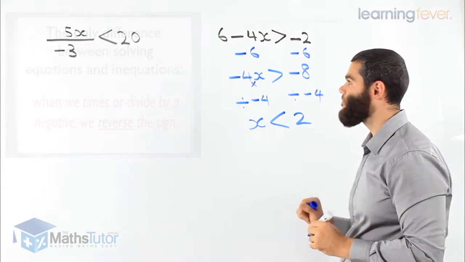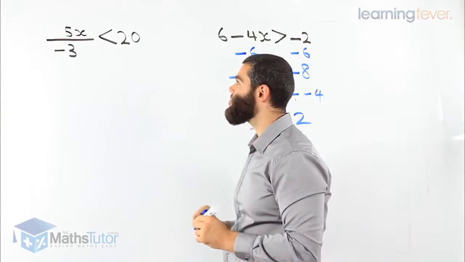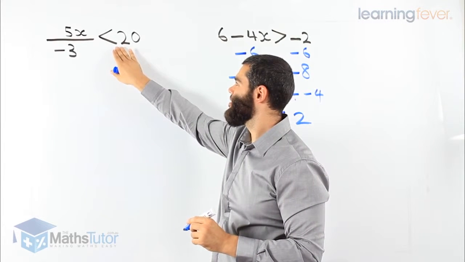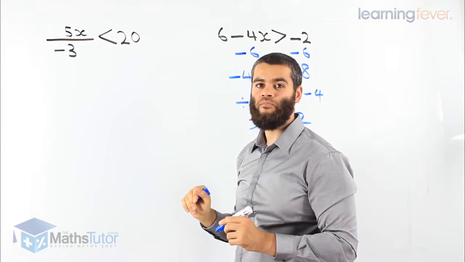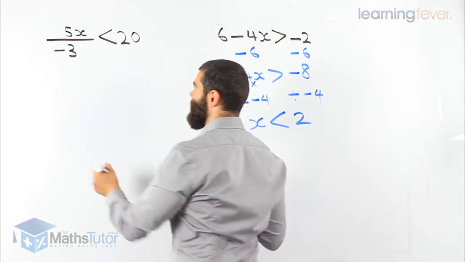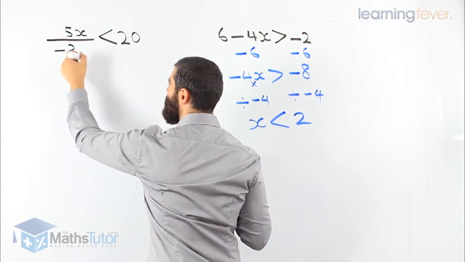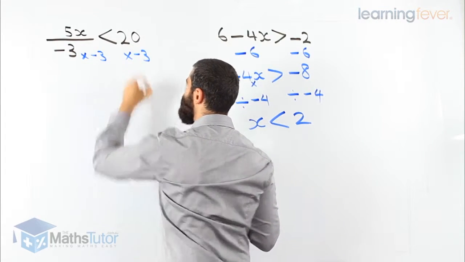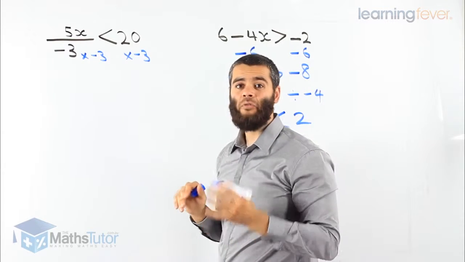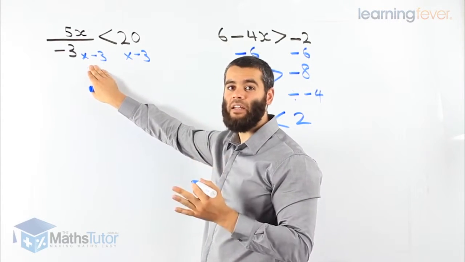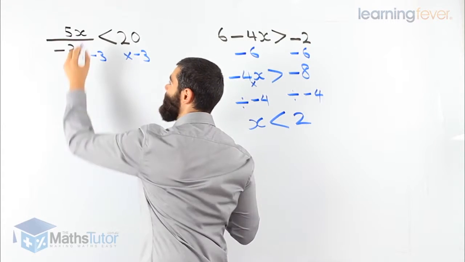Let's do another example. Negative 5x divided by negative 3 is less than 20. Again, we're going to solve it as a normal inequation. We multiply by negative 3 on both sides. Again, the rule says if we are multiplying or dividing by a negative, guess what? We are multiplying by a negative. So the sign will reverse.